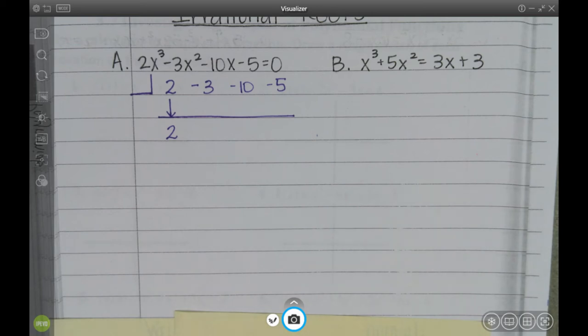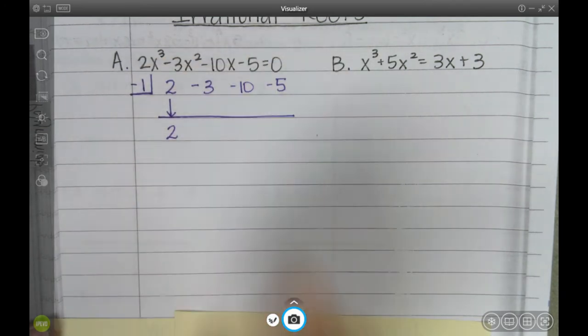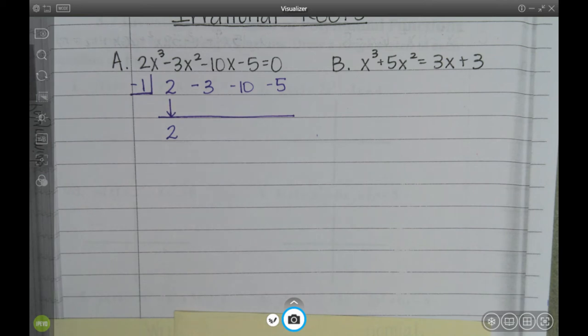So type it into y equals, and then use the table. Figure out what number goes in the box. Type it in and find out. Tell me what you got, and I'll tell you if you're right. -1. Yep.